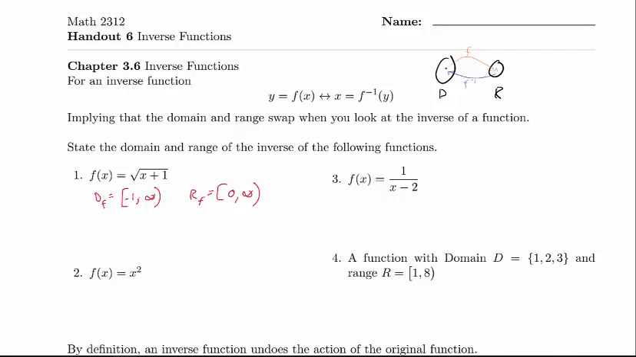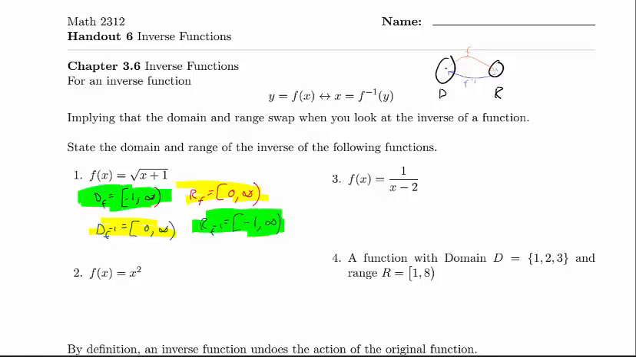Alright, so now what about the other way? Let's go with the domain of the inverse. Well, that's going to be the range of the previous one, 0 to infinity. And now what about the range of the inverse? Well, that's going to be the domain of the previous one. Just like that. Okay, you see how they correlate with each other.